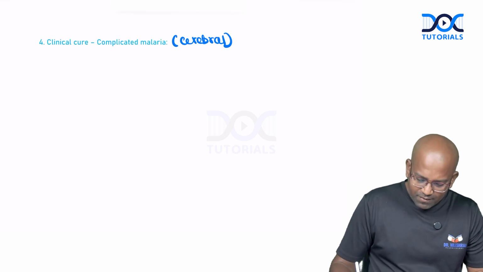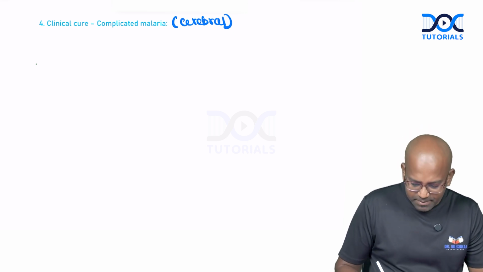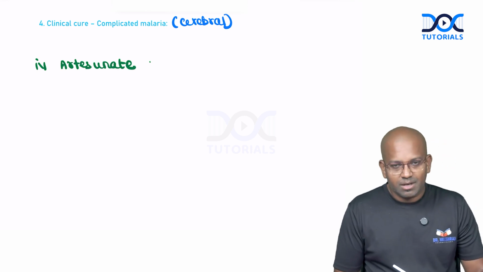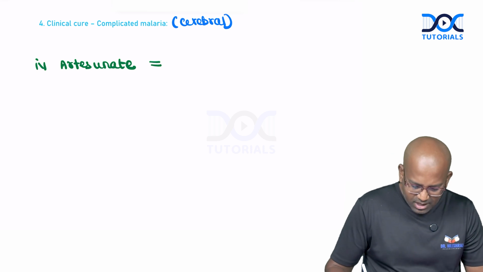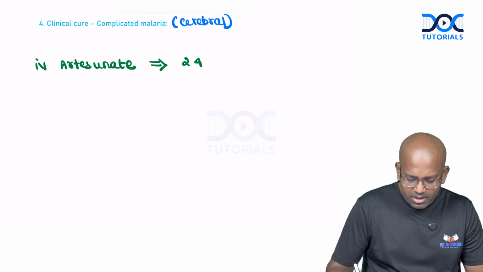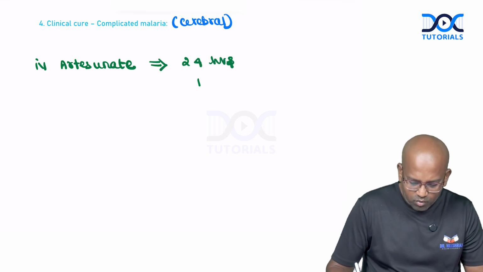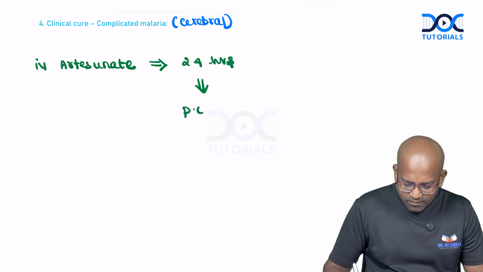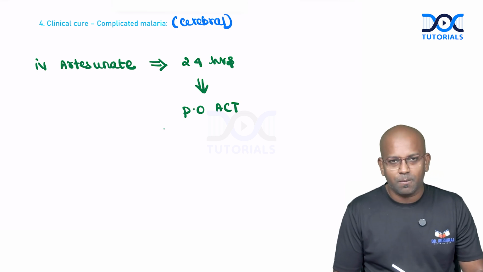In those conditions, we have to admit the patient and we have to administer intravenous Artesunate. In a normal adult who is suffering from cerebral malaria, we have to administer IV Artesunate continuously for 24 hours. After administering it continuously for 24 hours, we have to change the patient to per oral Artemisinin-based combination therapy.